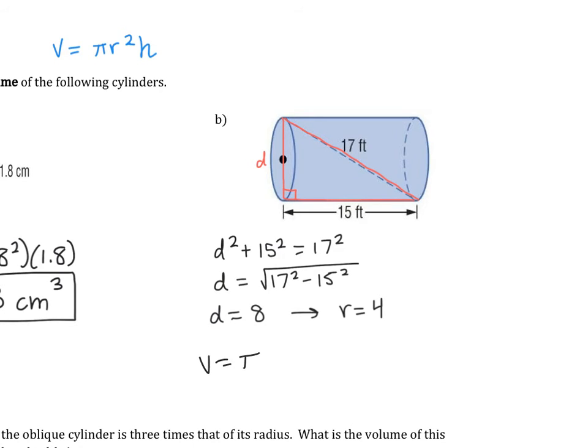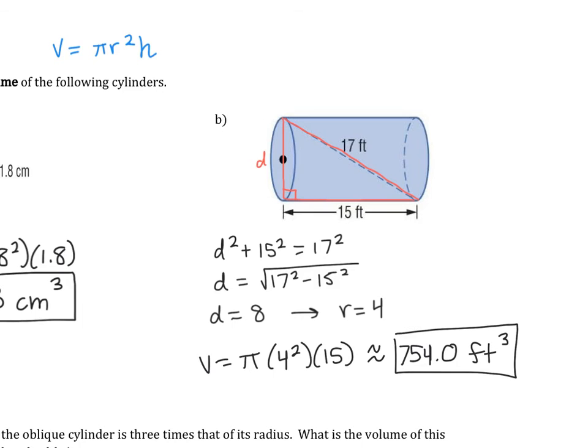So now that we know that the radius is 4 and our height is 15, we can use our volume formula. So pi times r squared times h, which is 15. And again, let's use that pi button in our calculator, and let's get a decimal approximation. You should get approximately 754.0 if you round to the nearest tenths correctly, and then that's going to be feet cubed because it is volume.